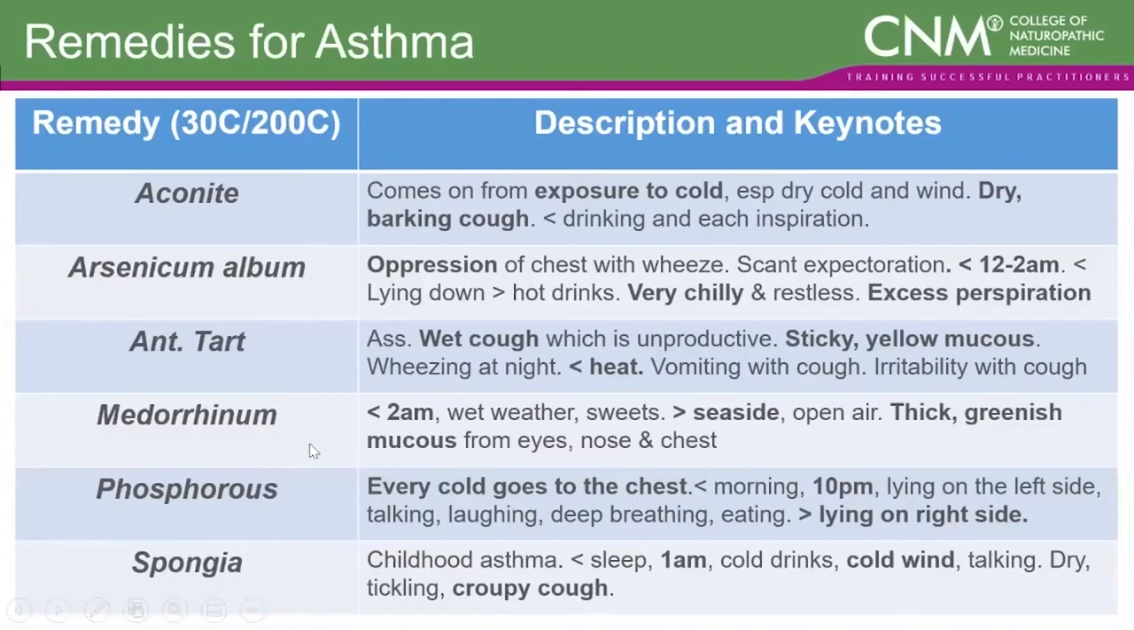Medorrhinum is a remedy that's used quite a lot, particularly again with family histories of allergies, particularly family histories of asthma. So you find Medorrhinum's asthma tends to flare up just after the arsenicum asthma. So arsenicums are waking up or having their asthmatic attacks between midnight and 2, whereas Medorrhinum is around about 2.